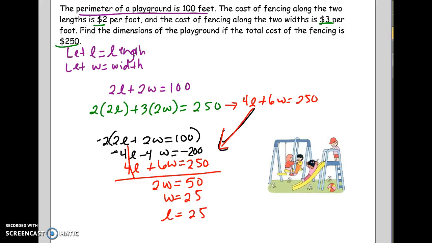Okay, so take a look at that one. Make sure that you know how to do those kinds of problems, because I know we struggled with the perimeter problem on the quiz. And that's it for the screencast.